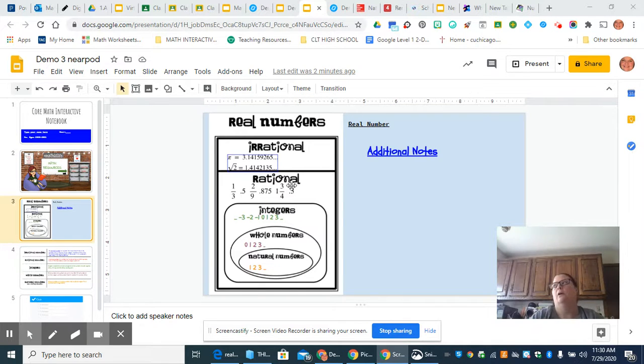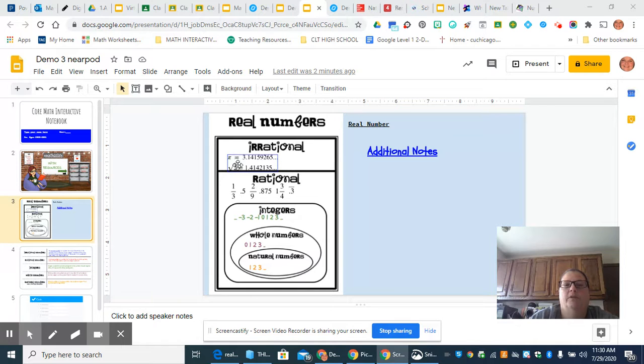So imagine if we took a piece of plastic and we put it in the bucket and we cut it in half. And half the bucket would have irrational numbers and the other half would have rational numbers. So what is the difference between the two? Well, you can see here we've given you some examples.